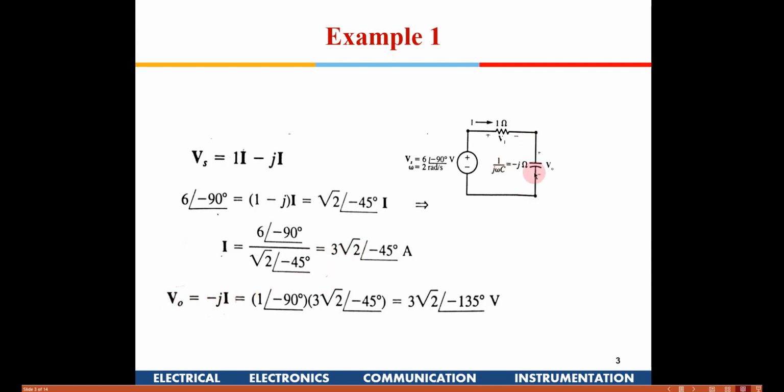So now, finding out the voltage across the capacitor. You just have to multiply the impedance into the current here. So impedance is minus j here. So minus j into current. Minus j can be represented as 1 at minus 90. So you multiply these two things, and when you multiply, we know these two angles get added up. So this is the voltage across the capacitor. Is it clear to all of you how to solve these kinds of problems? Yes, sir. Okay.